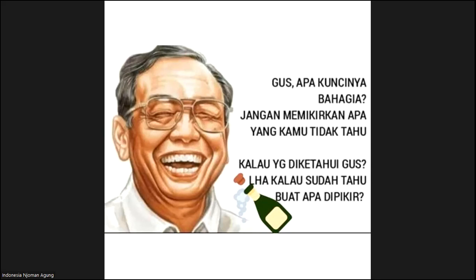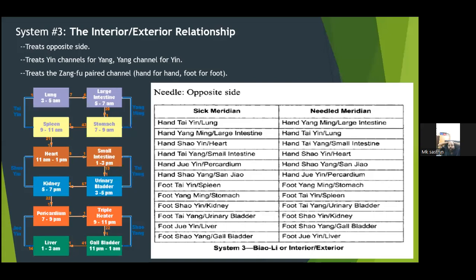Did you understand? Where are the slides? Am I clear? Yes. Lung balances? Large intestine. Large intestine balances? Lungs. Heart balances? Small intestine. Small intestine balances? Heart. Pericardium balances? Triple warmer. Triple warmer balances? Pericardium. Spleen balances? Stomach. Stomach balances? Spleen. Kidney balances? Urinary bladder. Bladder balances? Kidney. Liver balances?